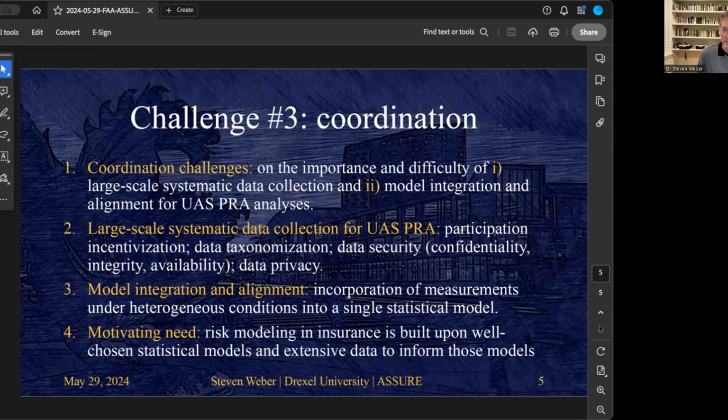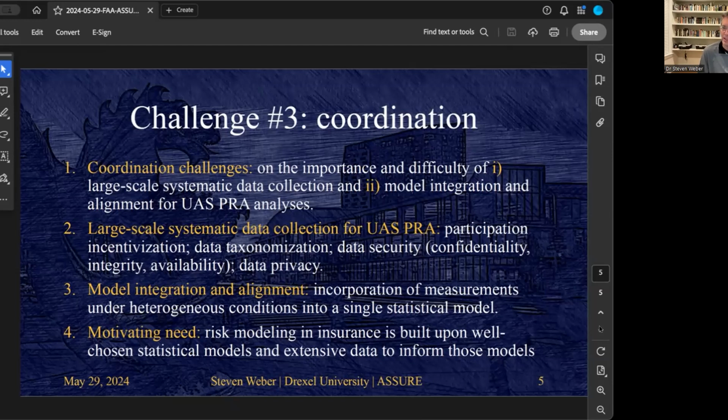So the first case, we're talking about systematic data collection. None of this is particularly technical or novel. It's pretty obvious when you think about it, and if you've worked on data collection, it probably resonates. But there are real problems with participation incentivization, especially when we're talking about data that might be sensitive and held closely in the hands of competing industrial partners.